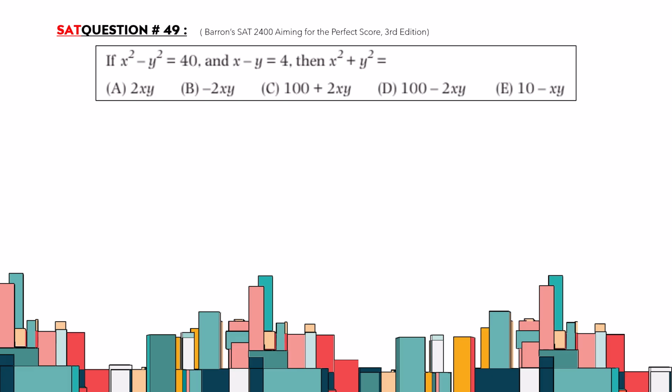Before we start, we may review some formulas. The first one is x squared minus y squared, the difference of perfect squares. That will be equal to x minus y times x plus y.